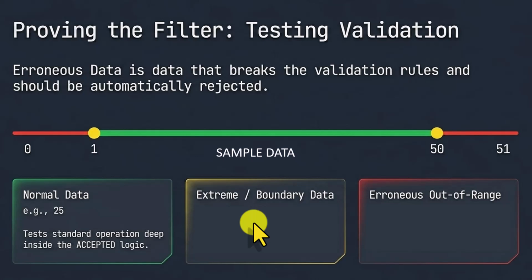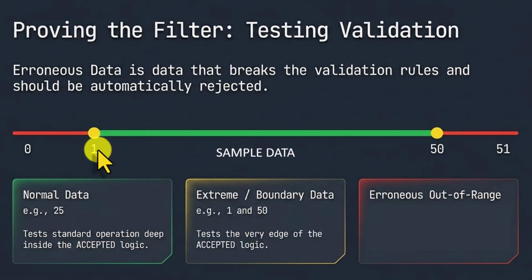Okay, then we have extreme or boundary data. Here that will be 1 and 50. It tests the very edge of the accepted logic. So does it work well with 50? Does it work well with 1? Okay, so that is boundary data.